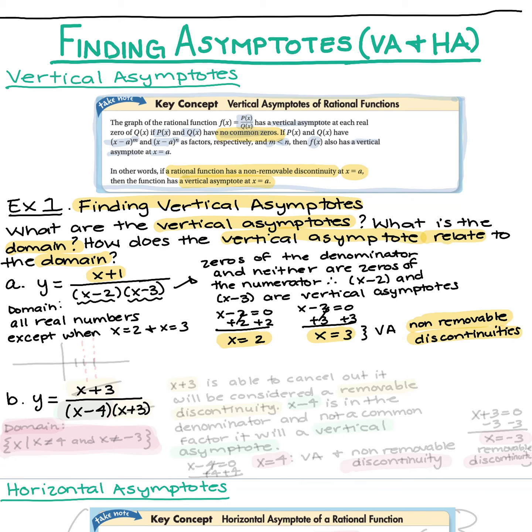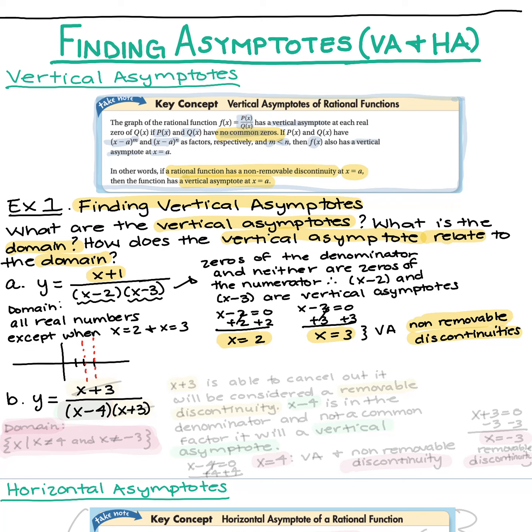Why? Because you're going to go from left to right, but where you have an x equals 2, you're going to have an asymptote. And when x equals 3, you're going to have another asymptote, right? So you can have a graph 1, 2, 3. And when you graph this, you're going to have asymptotes there.